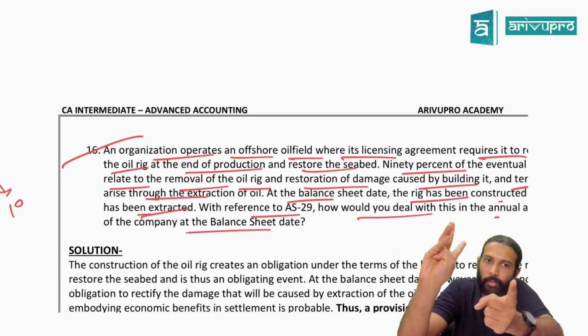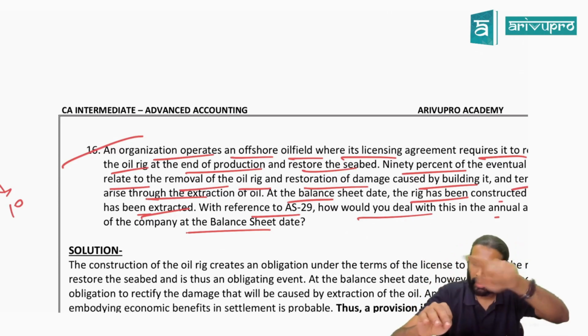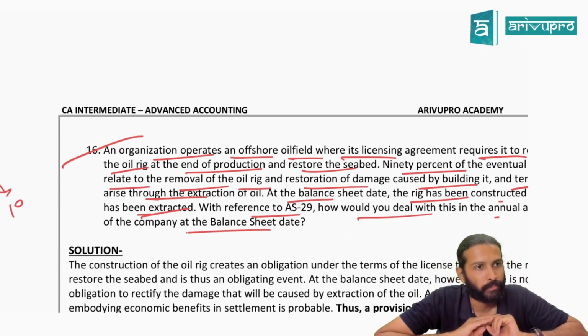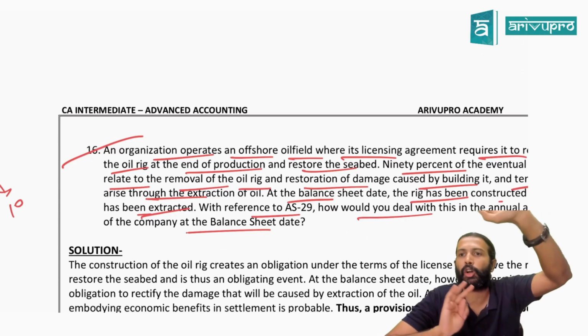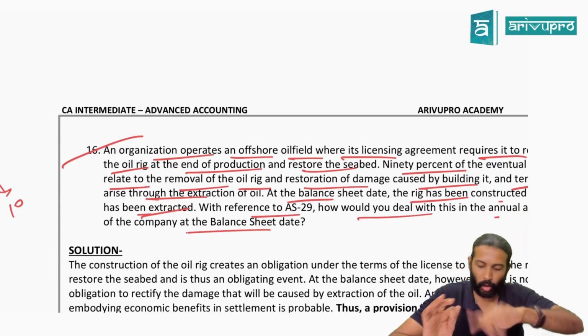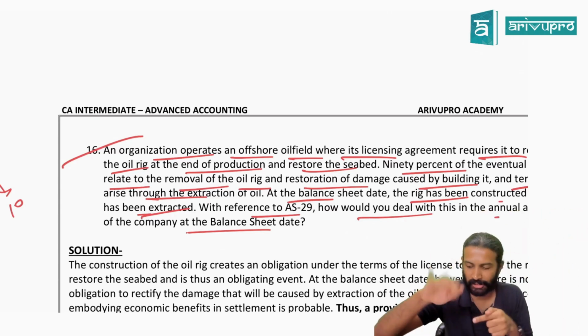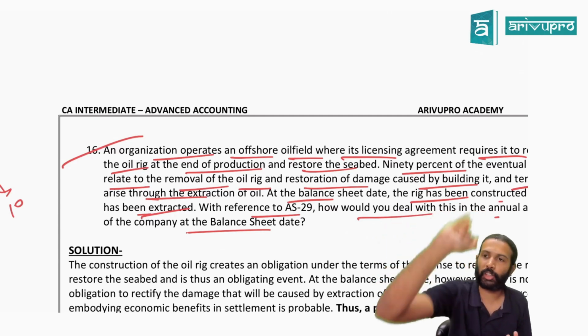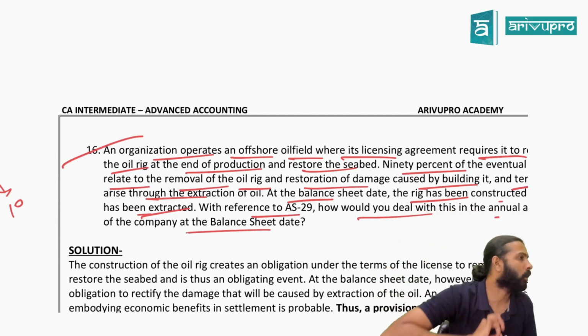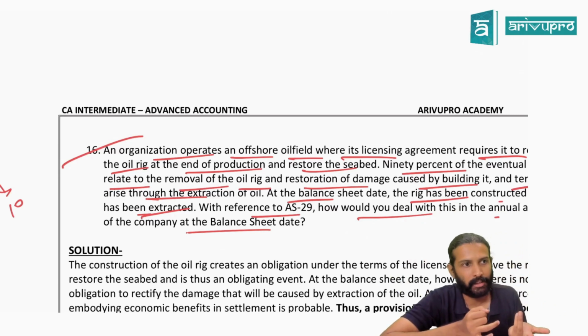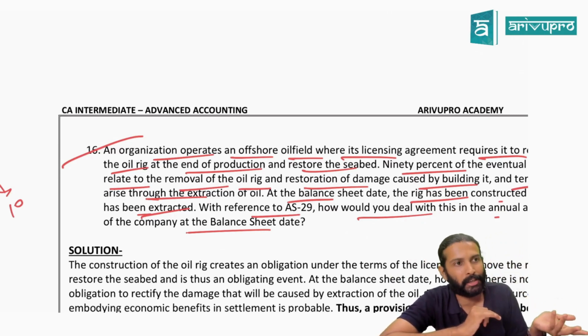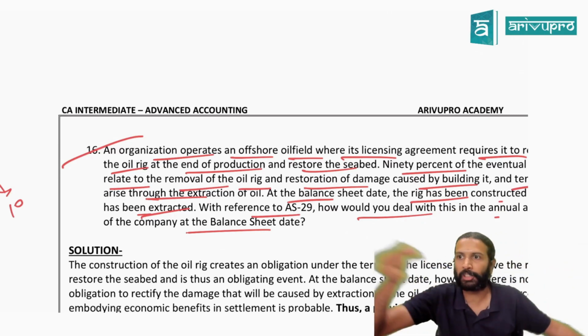Yes. Arising out of a past event. Has the oil well already been constructed? Only if you construct the oil well will you cause damage to the seabed. Have you already constructed the oil well? Yes. So is it a past event? Yes. Third is what? Probable outflow of economic resources. It will be, right? Yes. You only have to repair the damage. So that means it's probable.